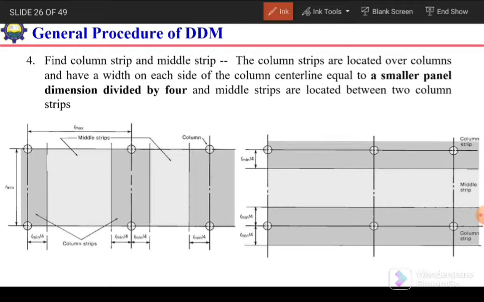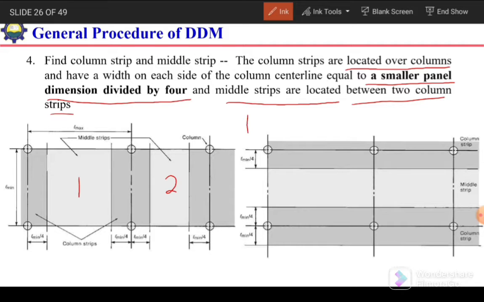The fourth step is to find the column strip and middle strip. The column strips are located over the columns and have a width on each side of the column center line equal to the smaller panel dimension divided by 4. And middle strips are located between two column strips. For example, we have these two panels, panel 1 and panel 2, and if we are considering this north-south direction, the column strip will be this dark shaded area.